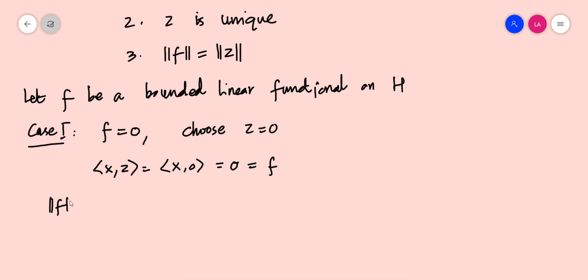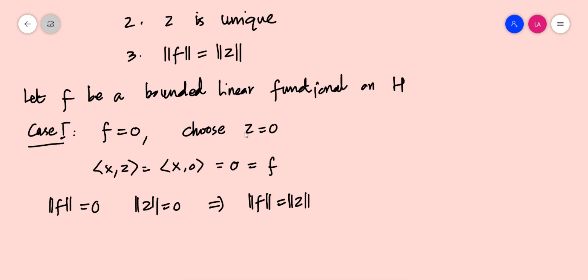Also ‖f‖ = 0 since f = 0, and when z = 0, ‖z‖ is also 0, which implies ‖f‖ = ‖z‖.